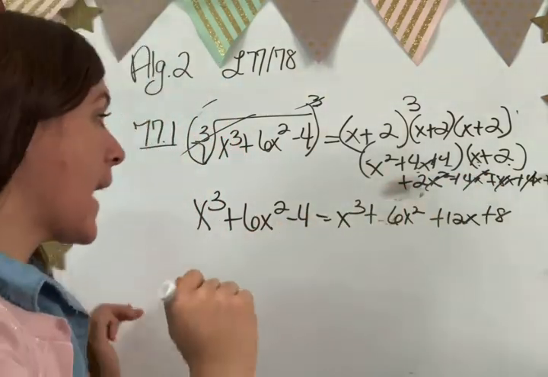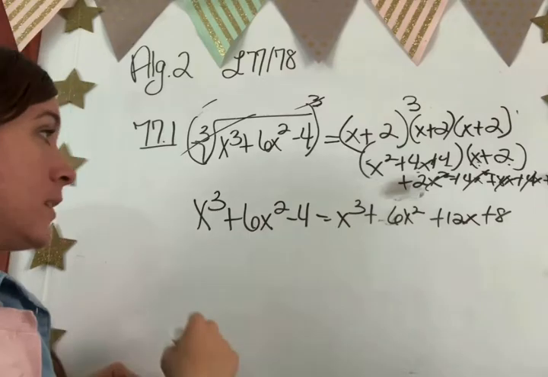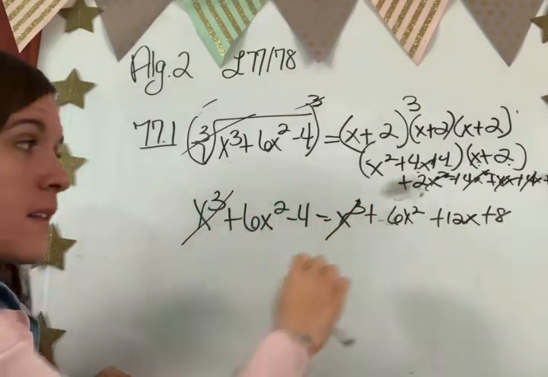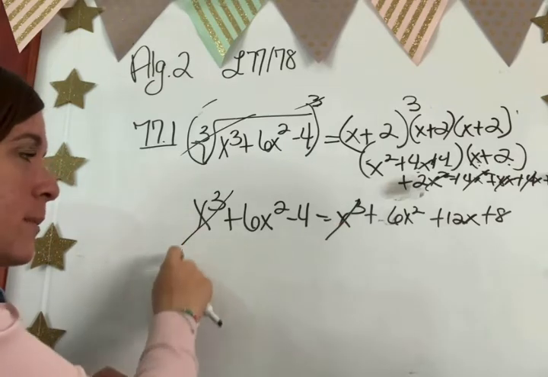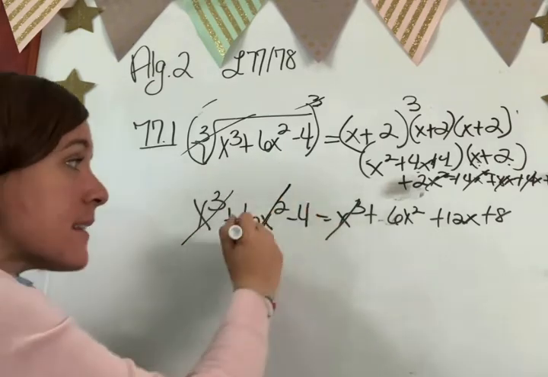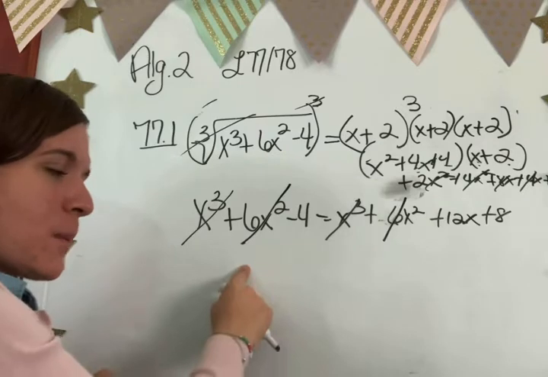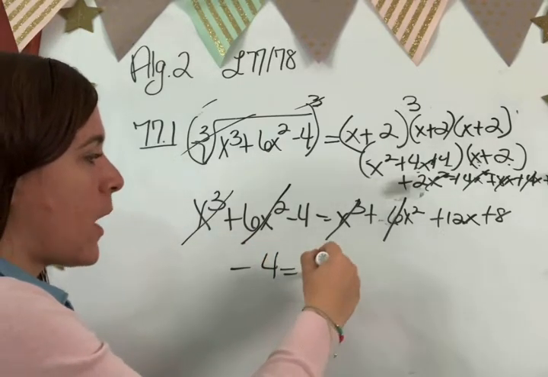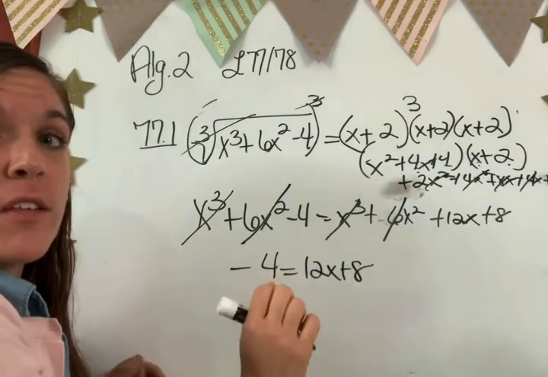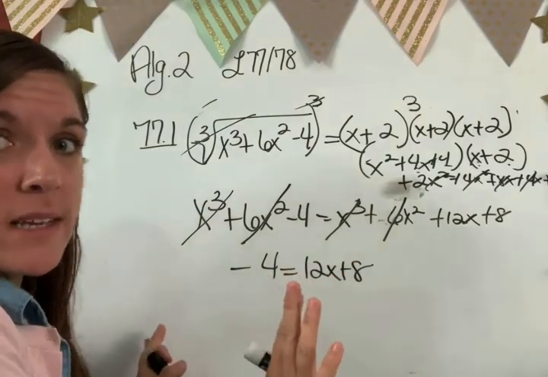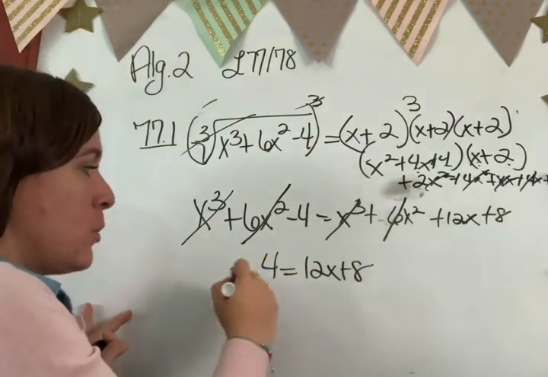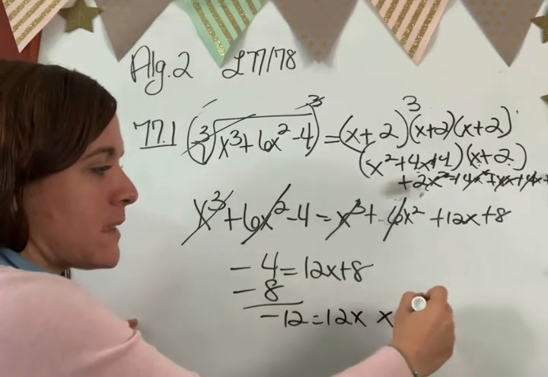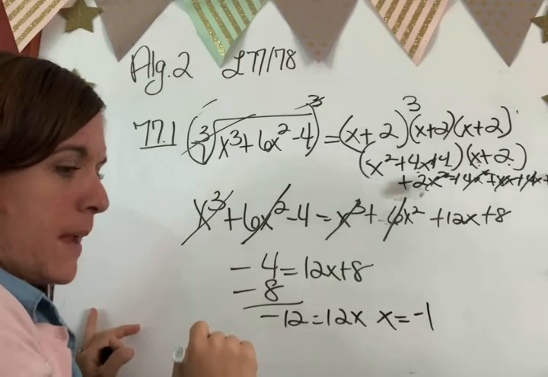Yes. Okay, then look what we can do. This is crazy. This cancels out, because if you move this over here, it's negative, and 1 minus 1 is going to be 0. This cancels out, because if you move this over here, it'll be 6 minus 6, and that's 0. So you're left with negative 4 equals 12x plus 8. So this problem that just looks super complicated turned into super easy. Okay? You move the negative 8 over here, that's negative 12 equals 12x, so x equals negative 1, right?